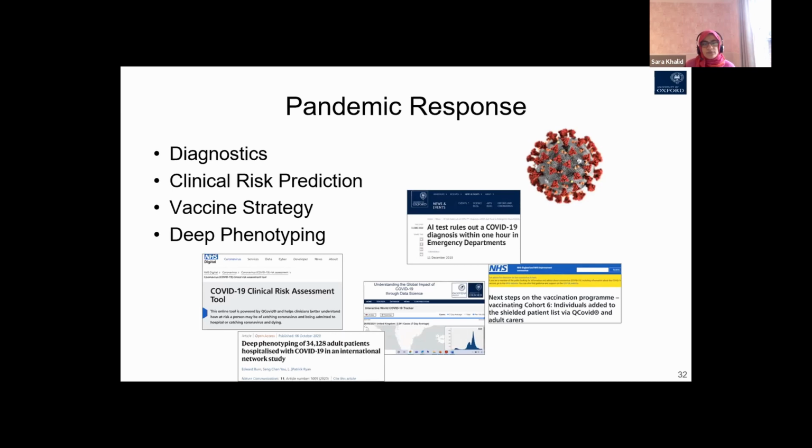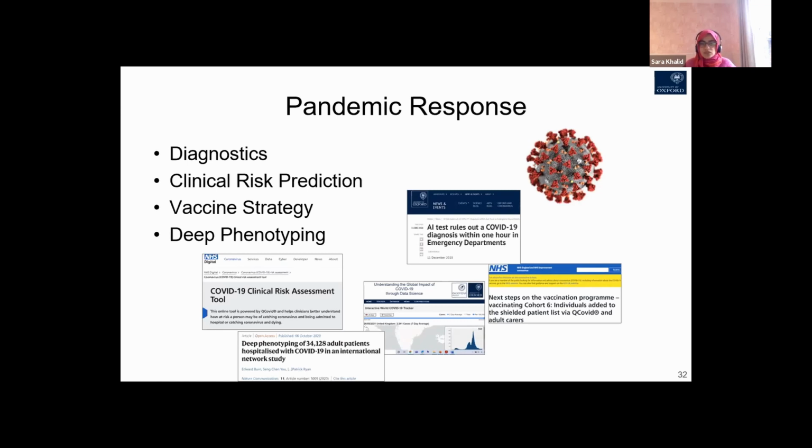So from diagnostics to clinical risk assessment tools, to developing vaccine prioritization strategies via risk prediction models, to developing deep learning for modeling disease phenotypes, and in general to contributing knowledge on this new disease, relatively new before 2020, which is too much to fit on this slide. And of course, researchers are working on COVID all around the world.